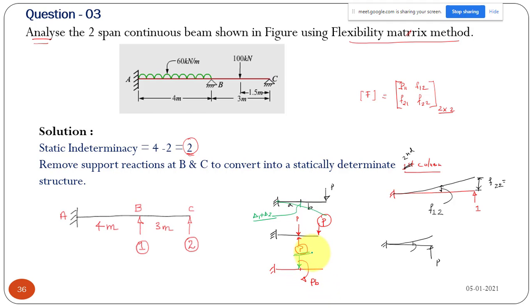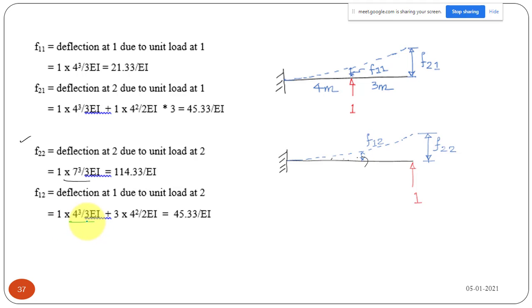That is what I have written here. You can go through it, and you will get your answer as 45.33 by 8. That is the second column.